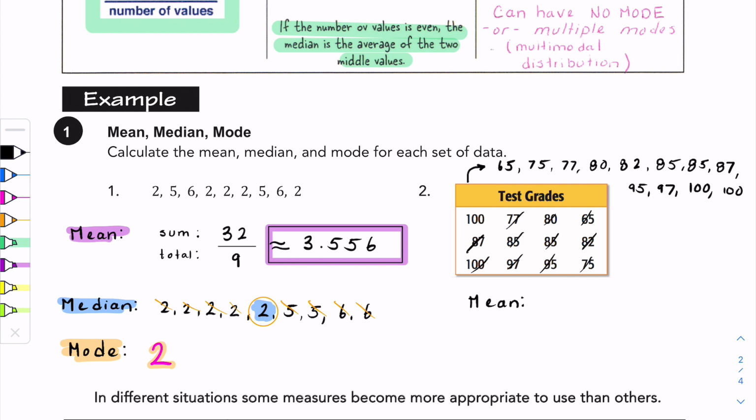To find the mean, we're going to sum all of the values, so add up all of these numbers. I just did that. It came out to 1,028, and the total number of values that we have is 12. When I do 1,028 divided by 12, it comes out to approximately 85.67 for the mean value.